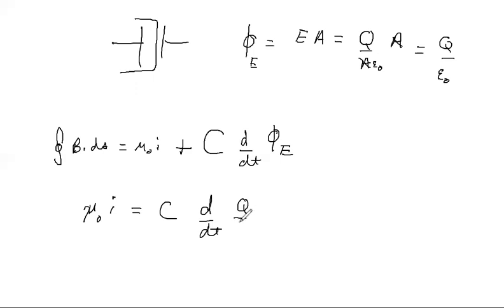Which is Q over epsilon naught, otherwise known as C over epsilon naught times I. So evidently, C equals mu naught epsilon naught. If we choose this coefficient, mu naught times epsilon naught, then this generalized Ampere's law will always be true, whether we draw the surface crossing through the wire or the capacitor.